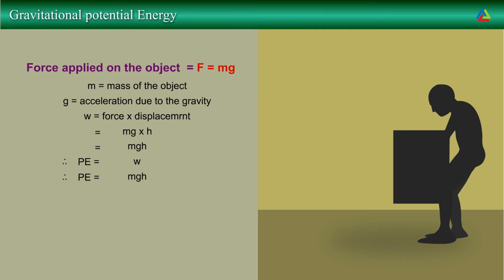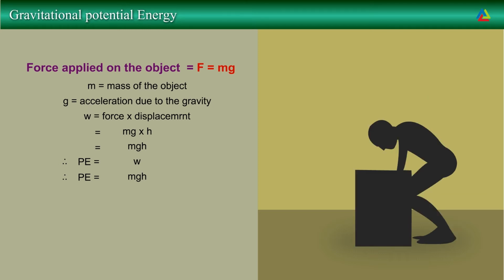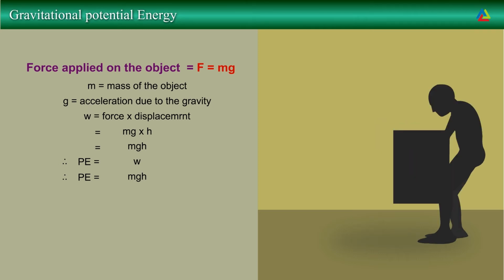So, work done is equal to the force multiplied by displacement. W will be equal to mg multiplied by height h, which is equal to mgh. Since work done on the object is equal to mgh, energy equal to mgh units is gained by the object. This is potential energy.